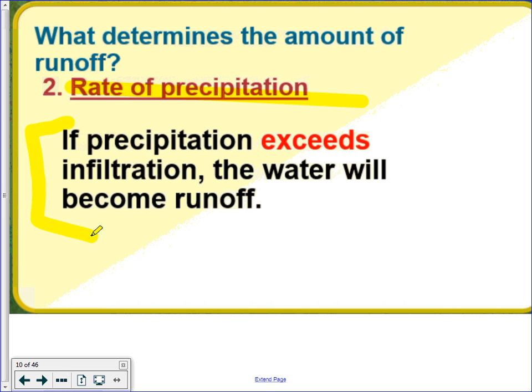So this right here is your description. If precipitation exceeds infiltration, the water will become runoff.